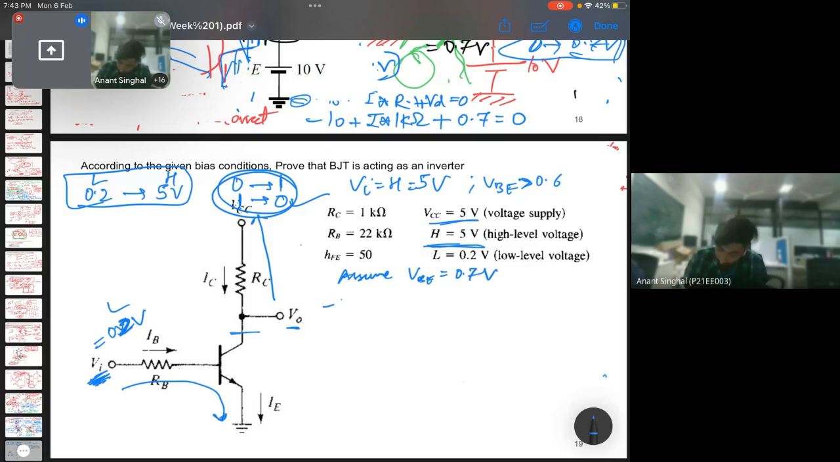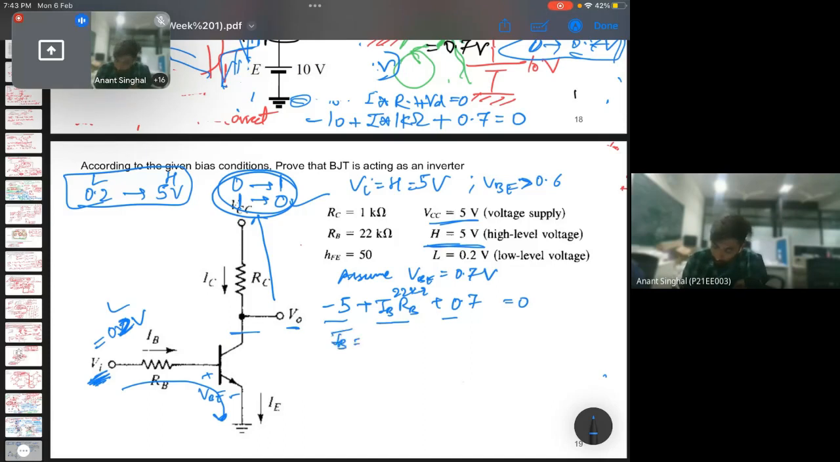Minus VI, which is 5 volt, plus IB RB. RB is given as 22 kilo ohms. And then plus VB, which we have assumed as 0.7, is equal to 0. Is there any doubt in this equation? Minus 5 plus IB RB plus this VBE is equal to 0, since there is no resistance here. So is it fine?